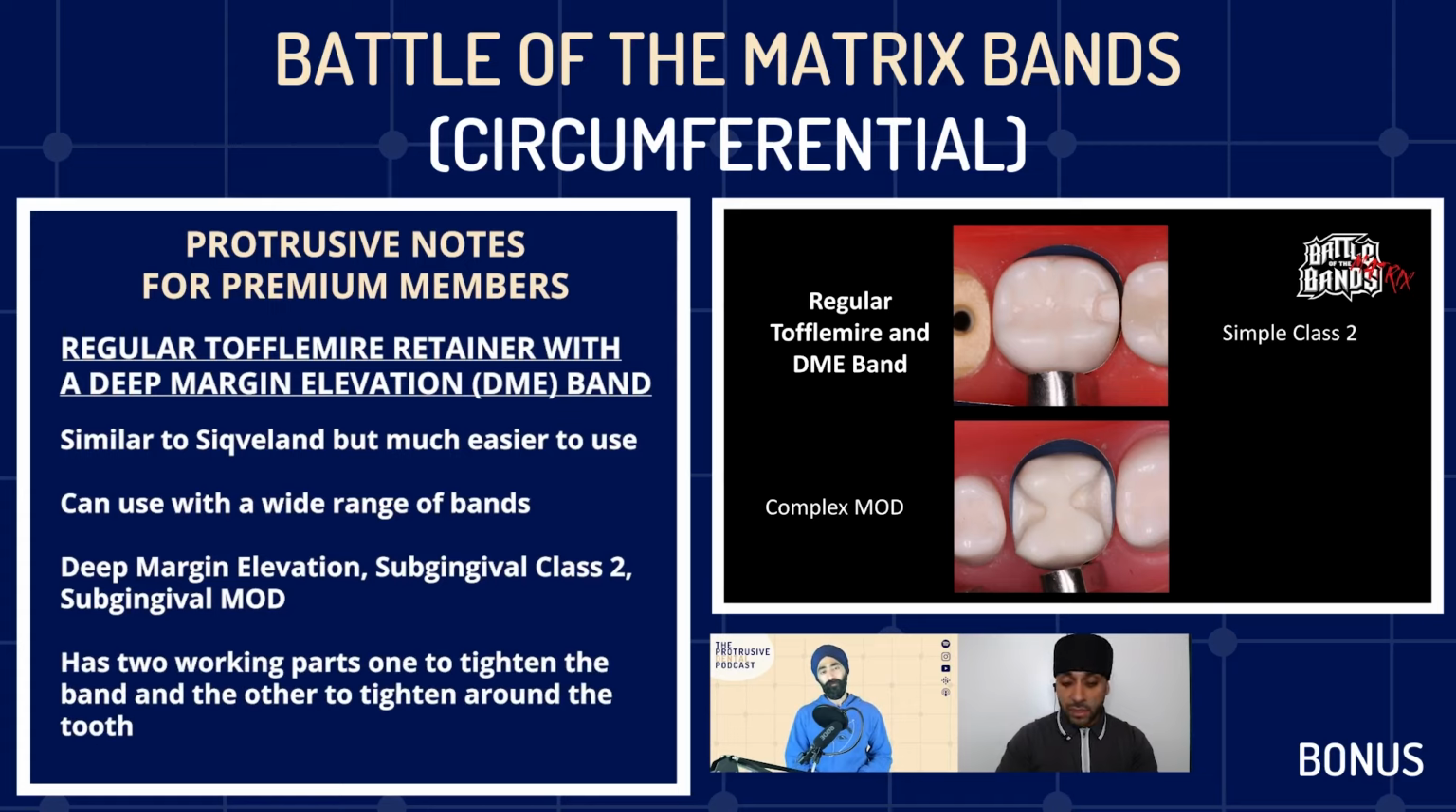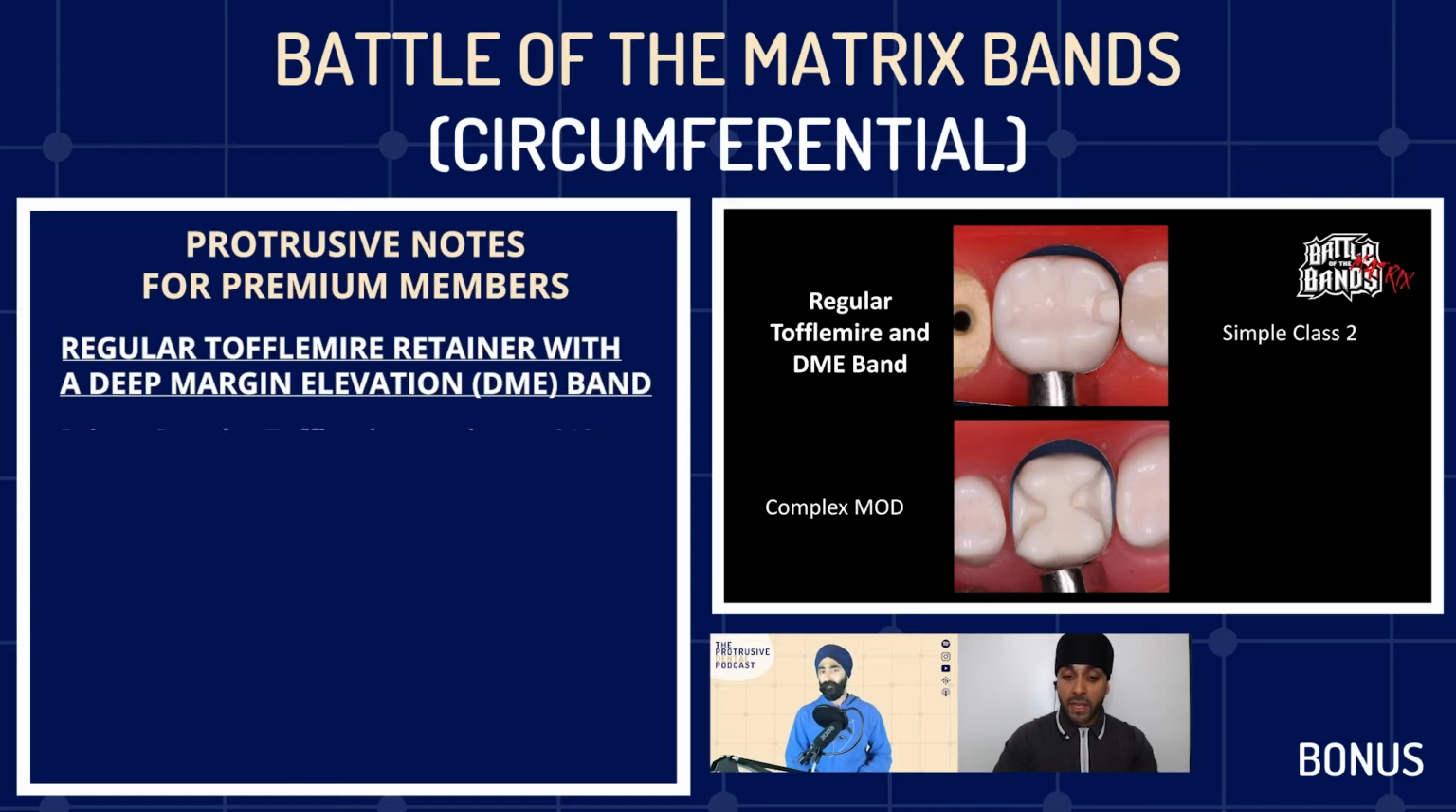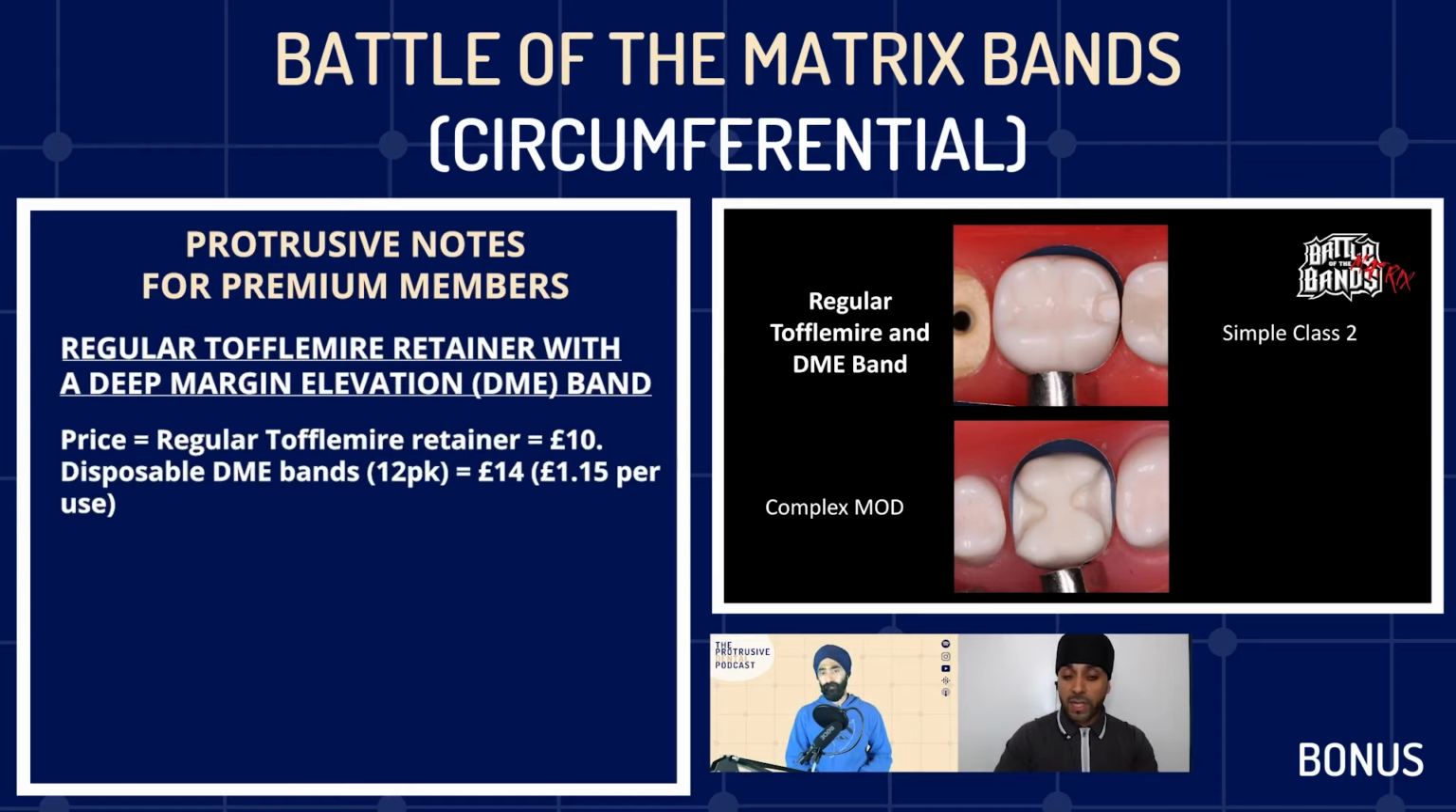The Tofflemire retainer has two working parts, one to tighten the band and the other to tighten it around the tooth. In terms of price, the generic Tofflemire retainers are similar to the Siqveland's and come in around £10 each. And the DME brands, the lowest I saw them priced, it was roughly around £15 or 12, something like that. So it's about £1.15, something like that per use.